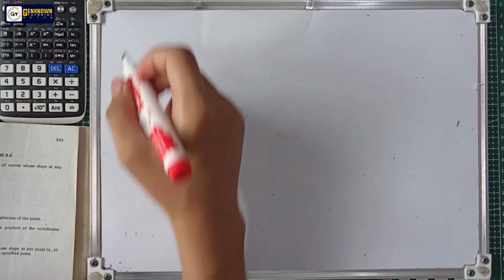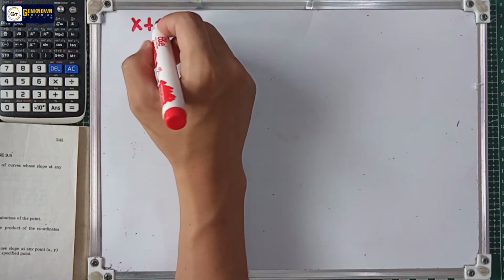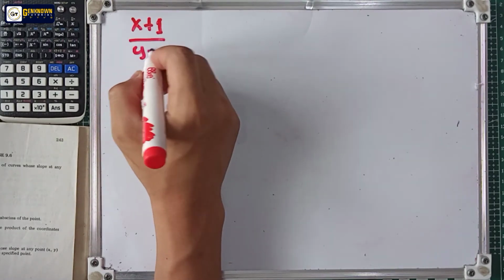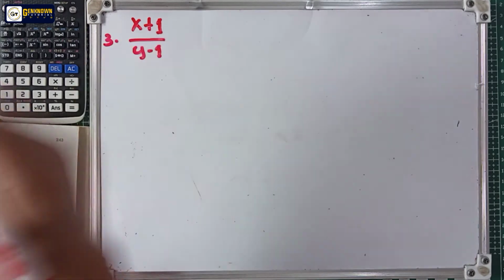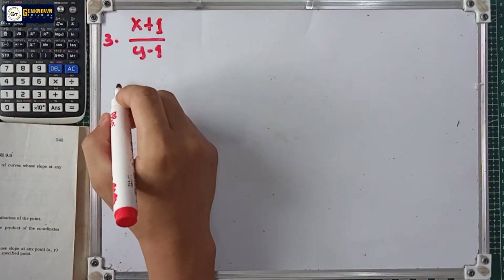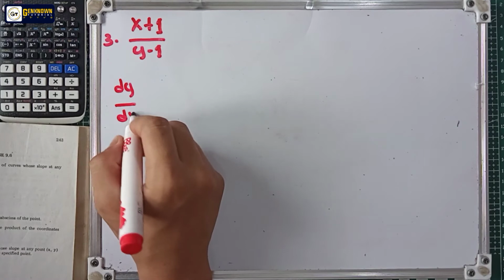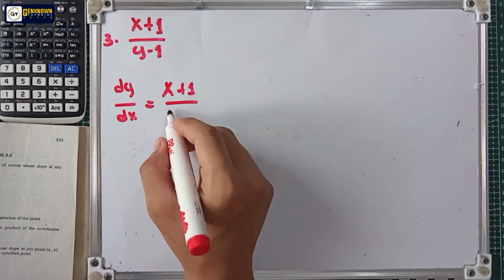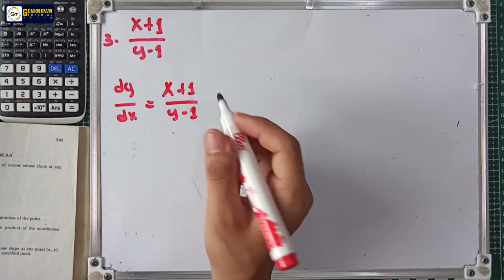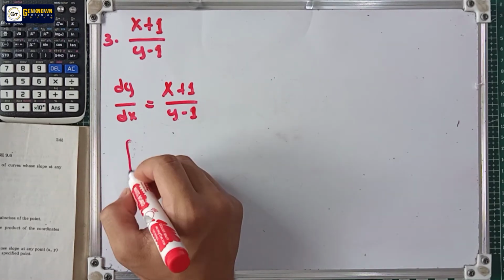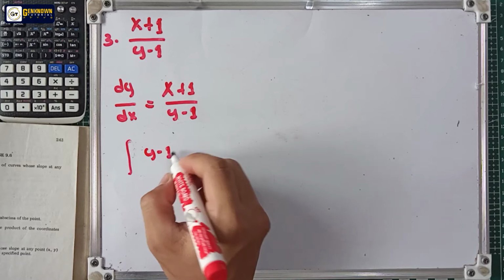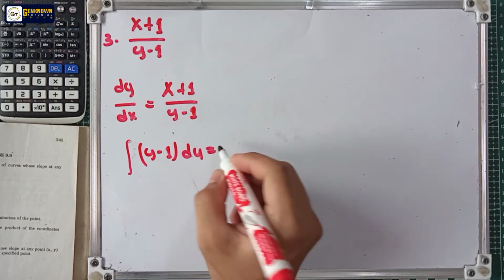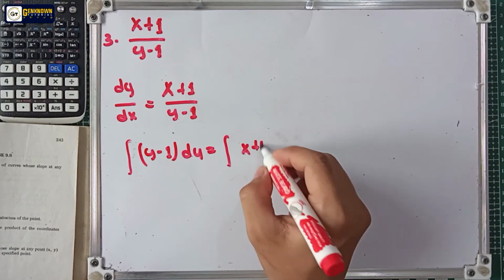Okay, number 3: dy/dx equals x plus 1 over y minus 1. That's for number 3. So the slope, or the dy over dx, is equal to this one, x plus 1 over y minus 1. Okay, separation of variables: the integral of y minus 1 dy is equal to the integral of x plus 1 dx.